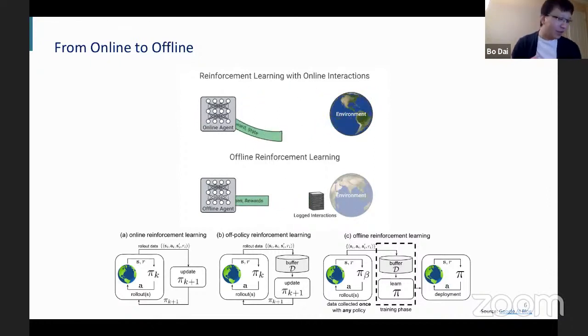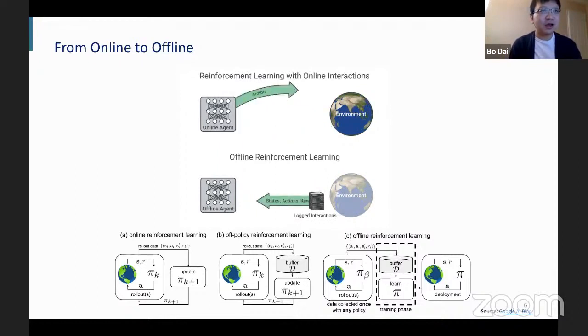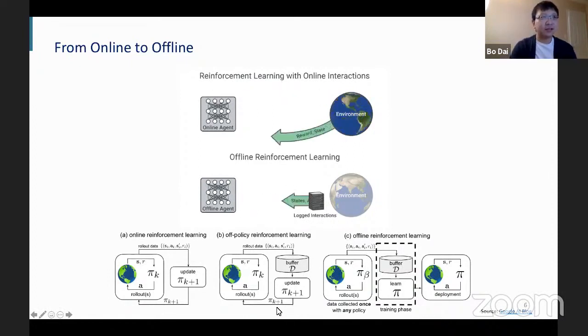When I presented this material to many people previously, people raised questions about how to distinguish off-policy reinforcement learning from offline reinforcement learning. That's why I list the three figures here. Maybe you have heard of off-policy reinforcement learning, and let's see how it is distinguished from offline. In off-policy, we don't prohibit the agent from interacting with the environment. It can interact with the environment to collect data with your current agent, and collect the data into a pool, which we sometimes call the experience replay buffer, and so on and so forth.